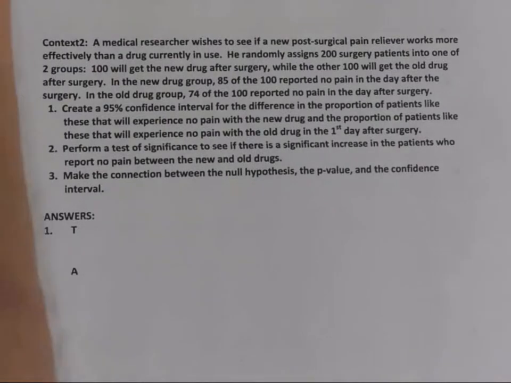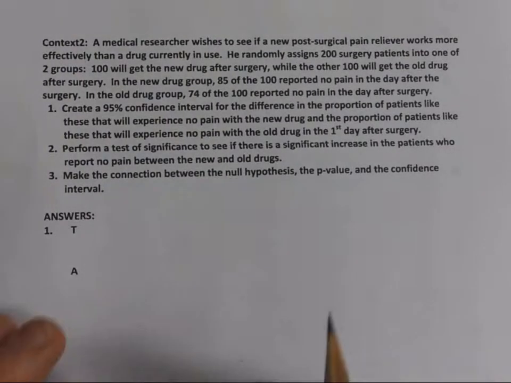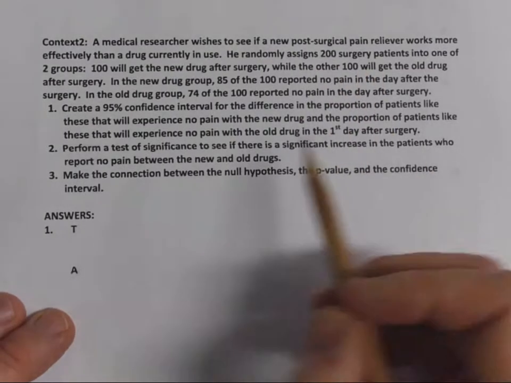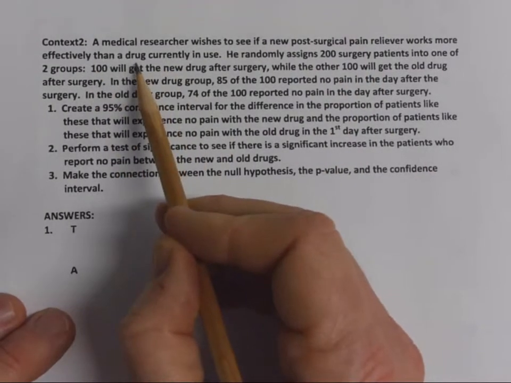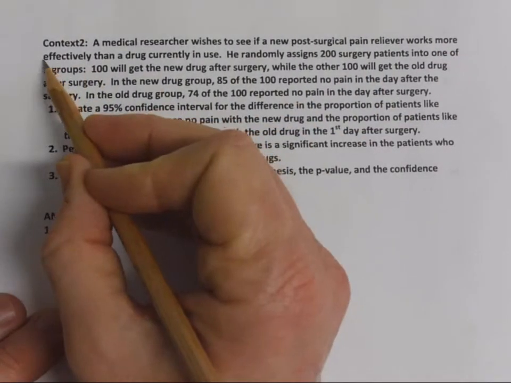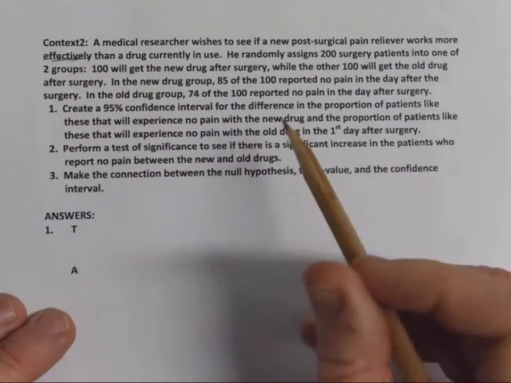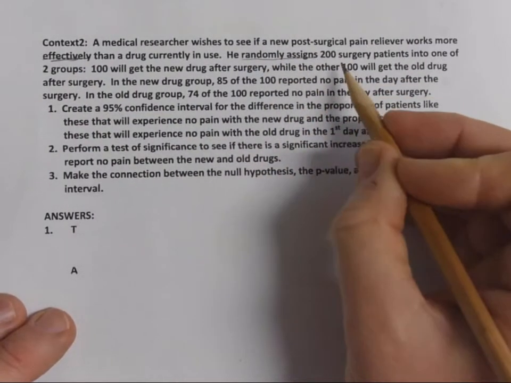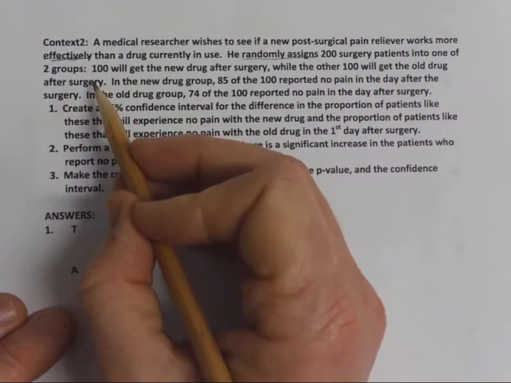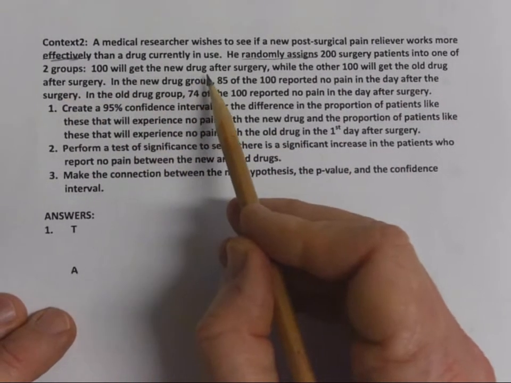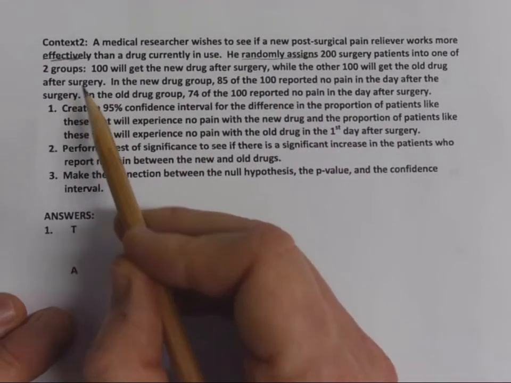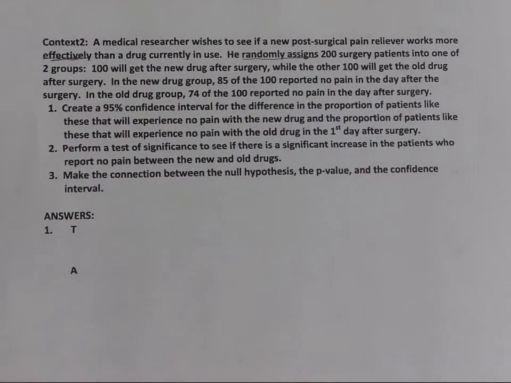So let's go ahead and do this problem. It says a medical researcher wishes to see if a new post-surgical pain reliever works more effectively than a current reliever. Notice it says more effectively, not just differently, so we'll talk about that in a second. He randomly assigns 200 surgery patients into one of two groups. 100 will get the new drug after the surgery, while the other 100 will get the old drug after the surgery. So we have randomly assigned them to groups.